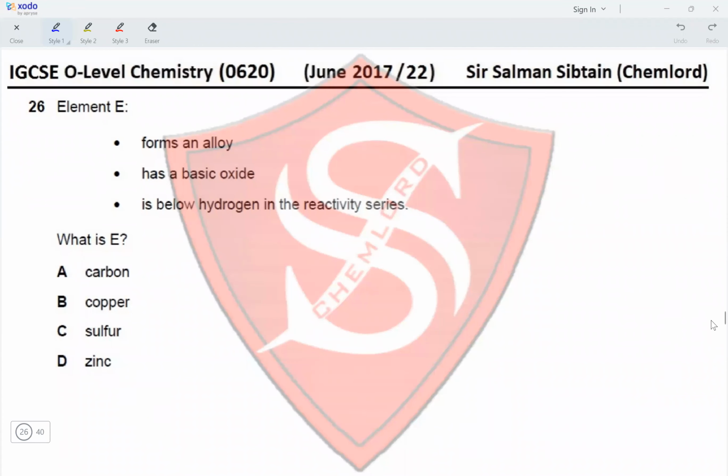Question 26. Element E forms an alloy, has a basic oxide, and is below hydrogen in the reactivity series. So the elements below hydrogen in the reactivity series are silver, gold, copper, and platinum. These are the metals that are below hydrogen in the reactivity series. The one that forms an alloy is copper, and has a basic oxide.